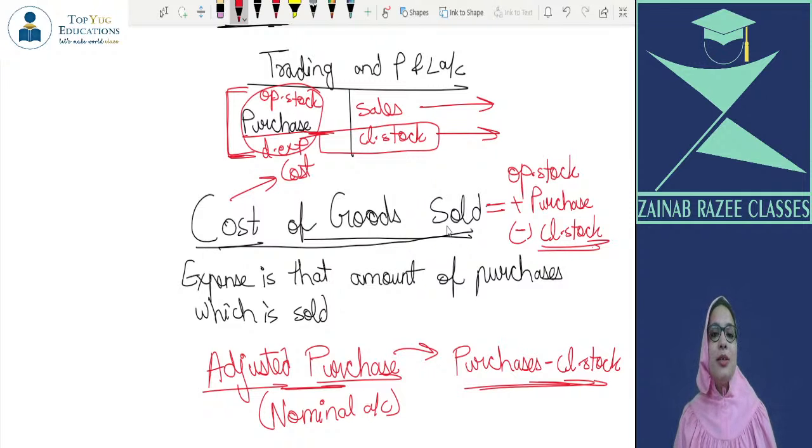Ma'am, now what is purchase return? Let me tell you, purchase return is also a nominal account. Purchase return is also a nominal account. We'll come on to those words today.